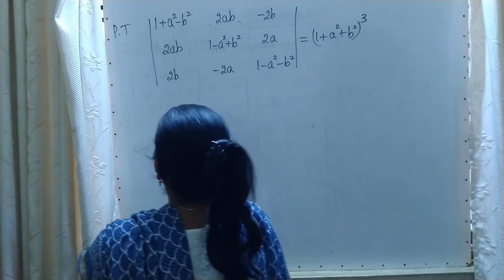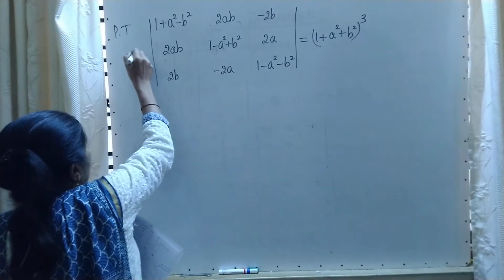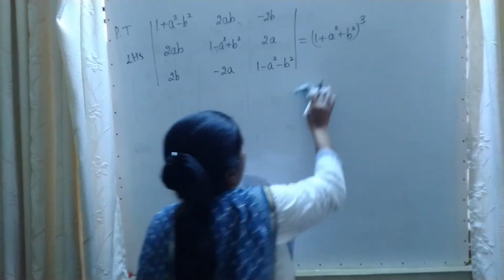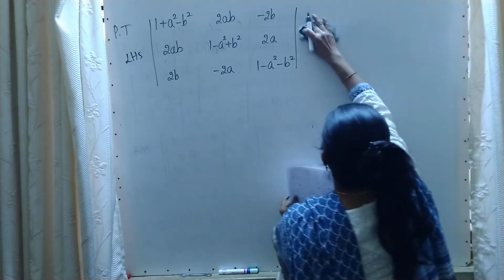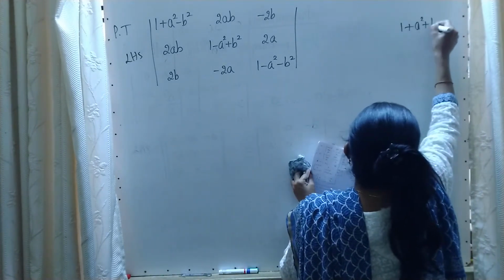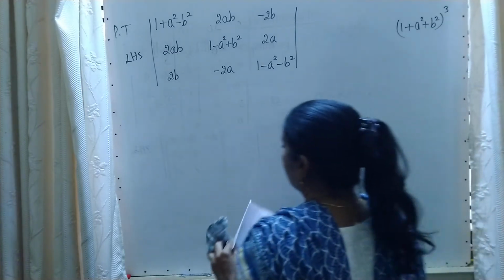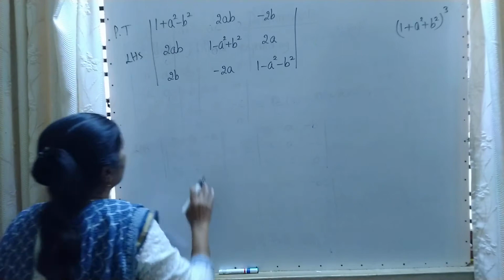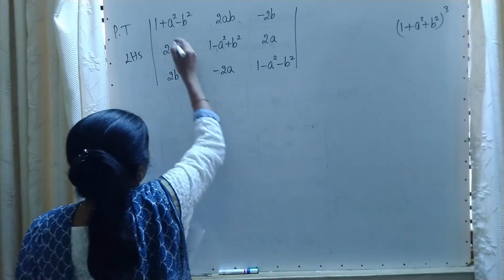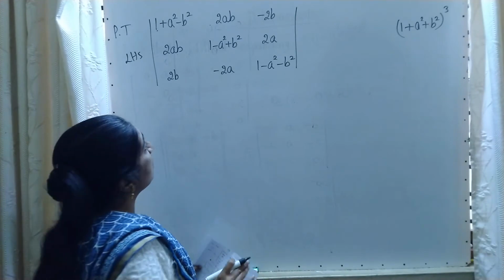So first write down the LHS. Now I am taking this as the LHS, and for your reference I am writing this answer on the side. That means what we have to get is 1 plus A square plus B square whole cube. This is the required answer. Now I am giving you one hint. Either use row or column. Try to get the term 1 plus A square plus B square.